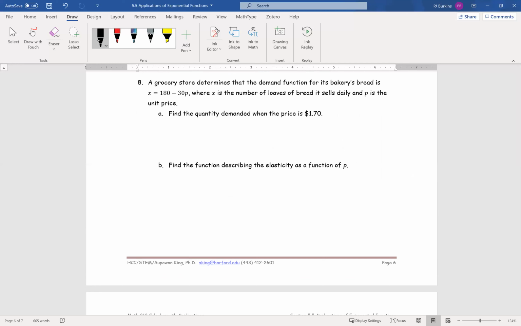Yep. Okay. All right, I believe this is the last problem in this section.